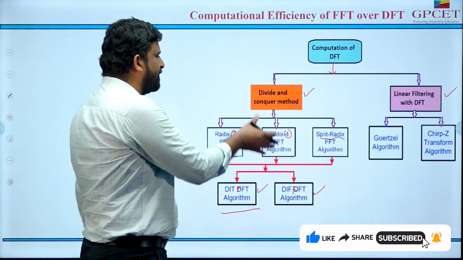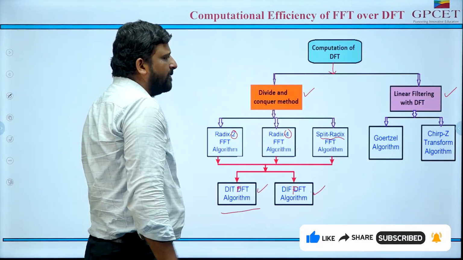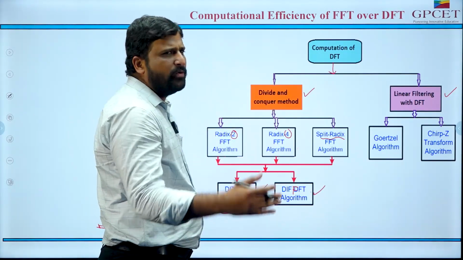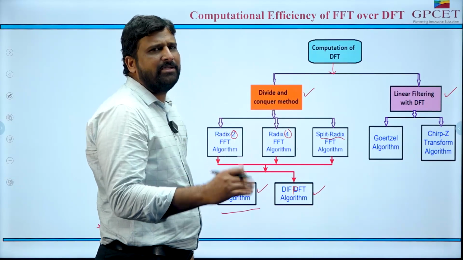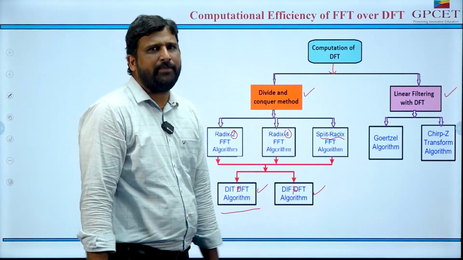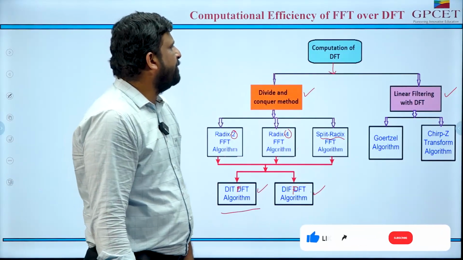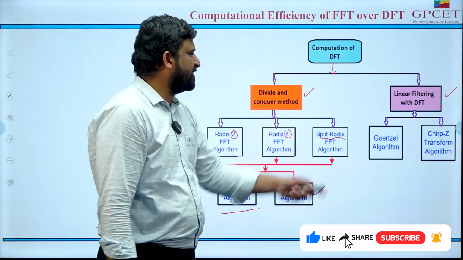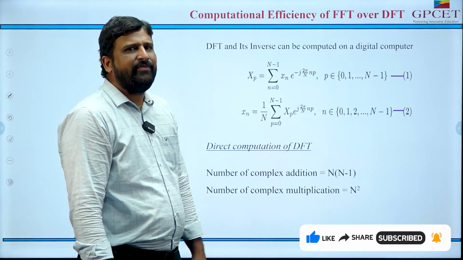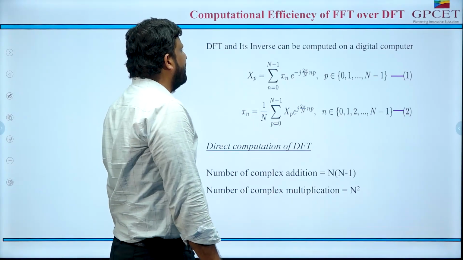What happens in this divide and conquer is that the given sequence is subdivided into n by 2, n by 4, then the execution happens in those particular subdivisions. We will see that in the upcoming slides. Fine. So this is the classification of the computation of the DFT. Now we will recall the equations of DFT and IDFT.